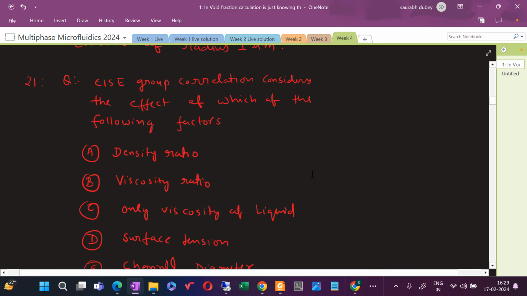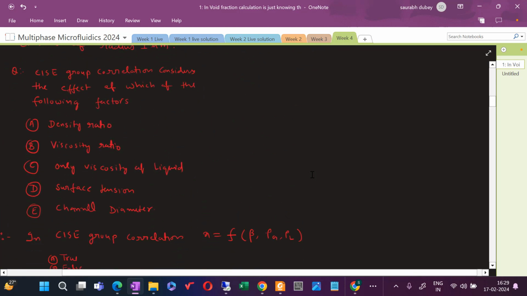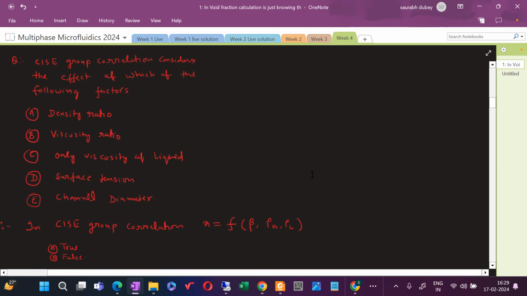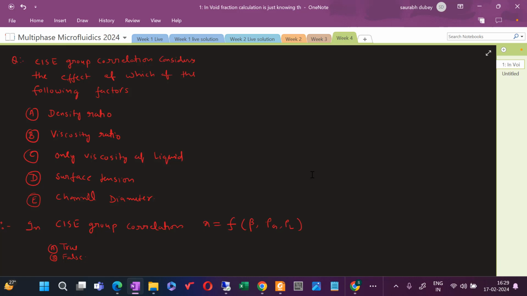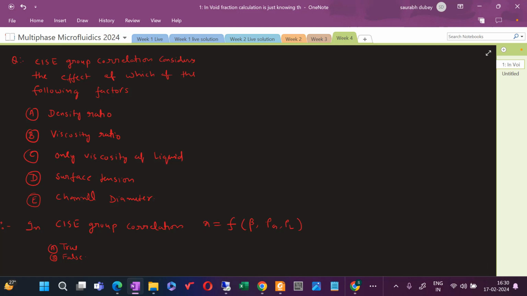So you just look at the question. CISE group correlation considers the effect of which of the following factors? First is the density ratio, then the viscosity ratio, only viscosity of the liquid, surface tension, and the channel diameter. And if you remember the discussion while we were going through the CISE correlation, I will be putting the slide of the CISE correlation so that we can relate to the content that CISE correlation has given.